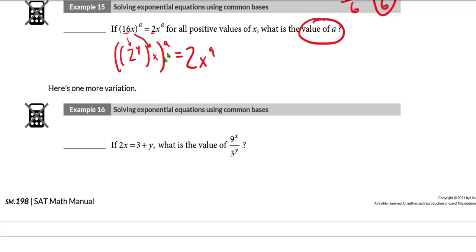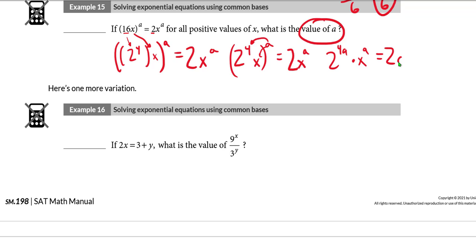So over here on the left, I'm going to now drop those parentheses: 2 to the 4th x, all to the a. That is supposed to be an a and not a 9. Equals 2x to the a. My a's are looking a lot like 9s. That's dangerous. I'm going to change those. So now distributing that outside a to the inside exponent, that's 2 to the 4a. Remember, we multiply there. 2 to the 4a times x to the a has to equal 2x to the a.